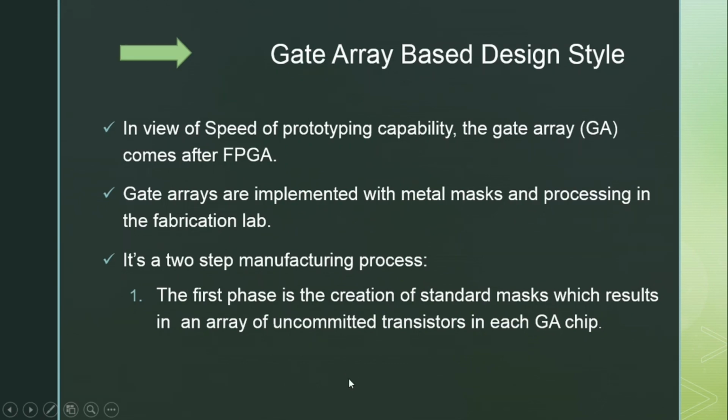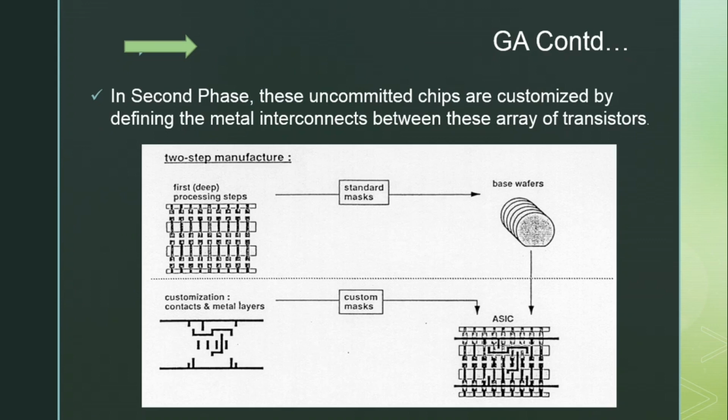In the first step, the creation of the standard masks, which results in an array of uncommitted transistors in each GA chip. Here the uncommitted transistors means the transistors are laid out on the base wafers but they are not connected. So they create common wafers in the first step using the standard masks. Remember, this step is common for all the customers and it is the most expensive step, the cost for which will be shared among the 5 users.